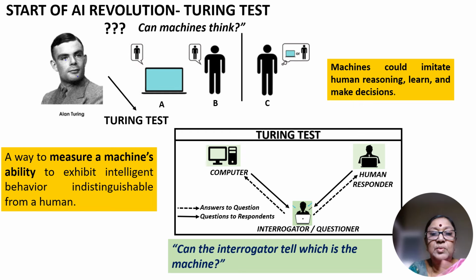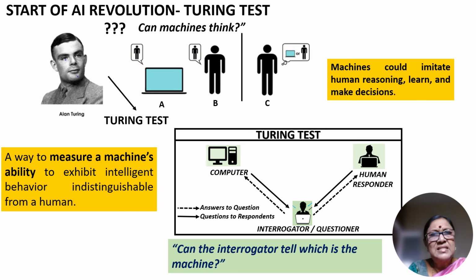Now from this back and forth of questions and responses, if the interrogator cannot distinguish which is a computer and which is a human being, then the computer is supposed to have passed the Turing test. This is what the Turing test is. And that means the computer is behaving in a way similar to the human responder. Remember, this is way back in 1950.